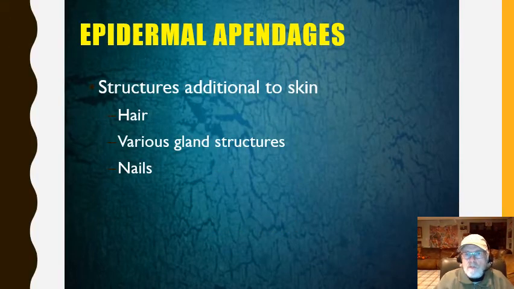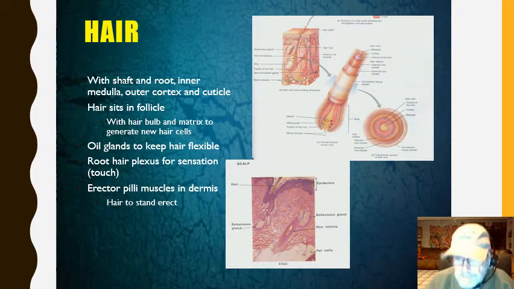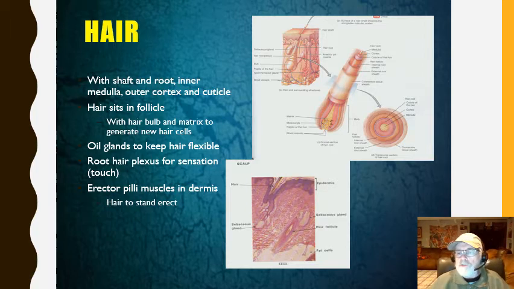What are some of these epidermal appendages, like I mentioned? Appendage means just a structure that's additional to the skin. Again, hair, various glandular structures, oil glands, sweat glands, as well as nails. And that's what we'll talk about here. Let's talk first about hair. Hair is in most areas of the body.